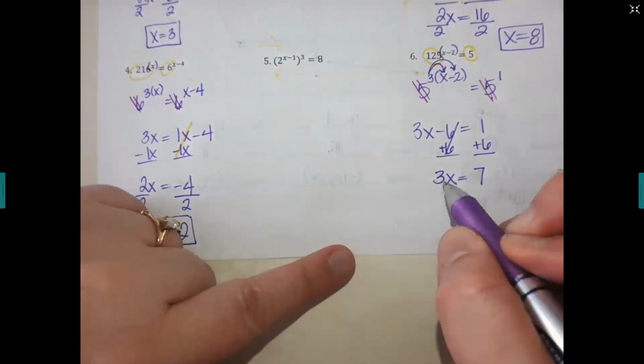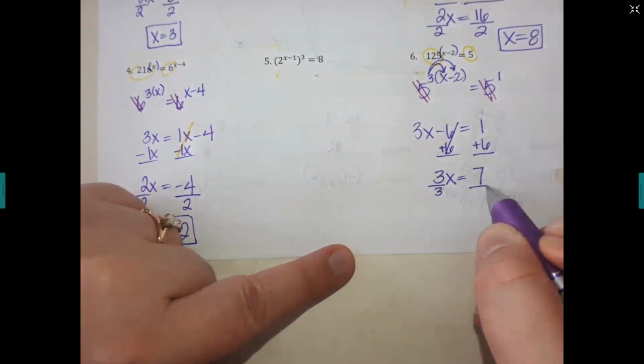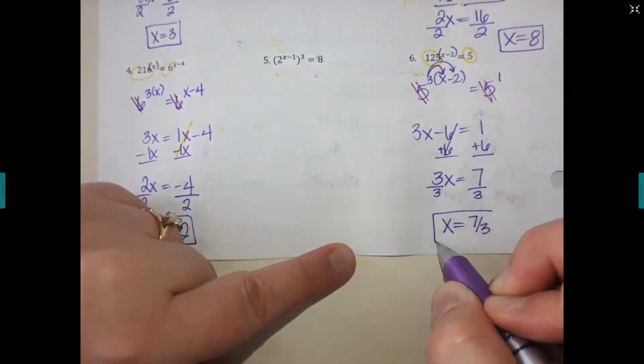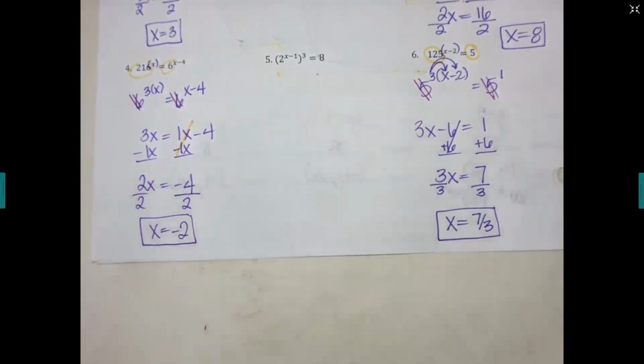Okay, some of your answers on your assignment today will come out to be fractions. Do not put it in decimals. 7 divided by 3 is like 2.333. Don't put that in. Keep it as a fraction if it doesn't divide evenly. Okay? All right, turn the page. Let's look at some specific situations.